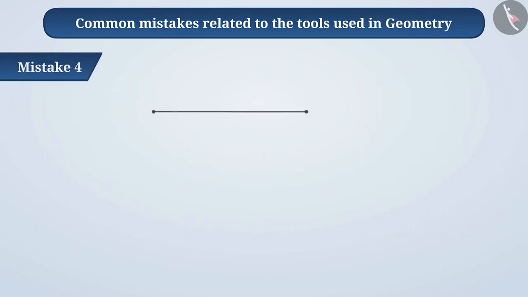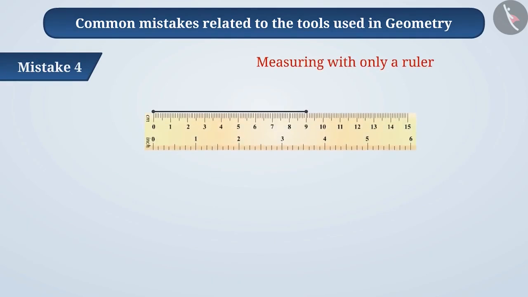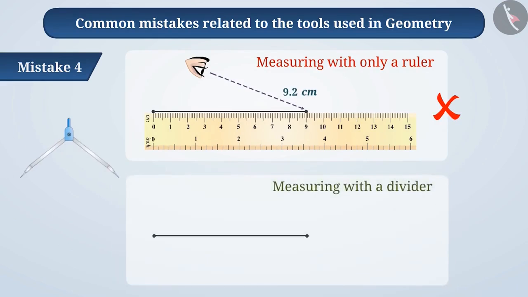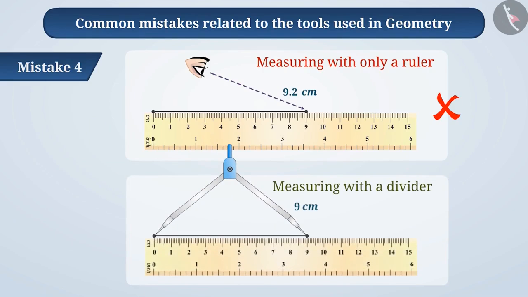Mistake 4. Students often try to find the measurement of a line segment by using a ruler without using a divider. But this is wrong, because when the eye is not placed just above the symbol, it results in wrong measurement. The pointed ends of the divider can be placed on the line segment and the correct mark of the line. This can help us avoid any mistakes in measurement.